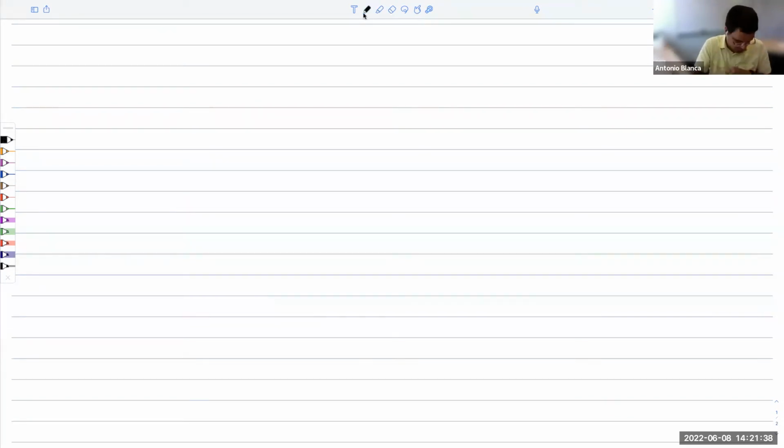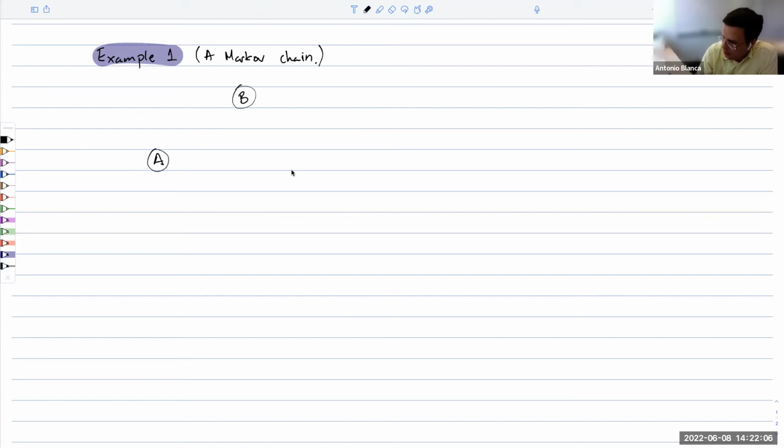So let me give you now one example of a Markov chain that maybe you've seen before with a different name. Okay, so consider a directed graph, weighted, right? A weighted directed graph. So let's take a simple example, A, B, and C, and let's assume that we have directed edges. So let's do something easy.